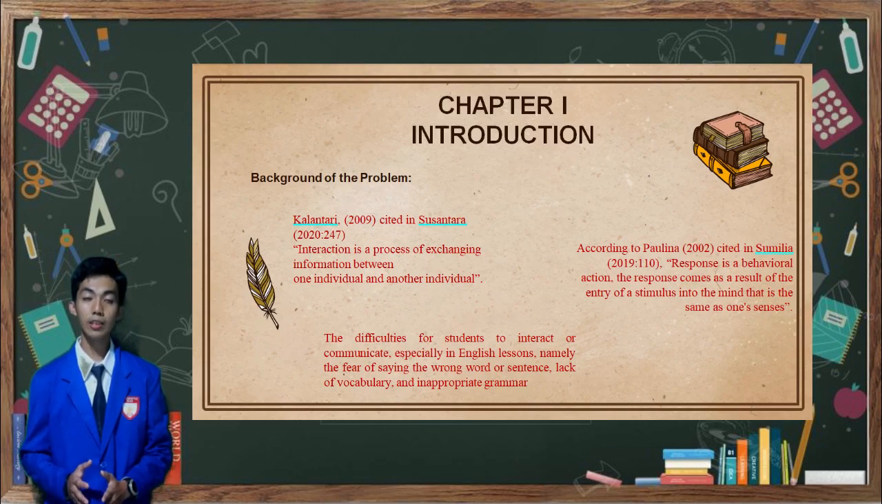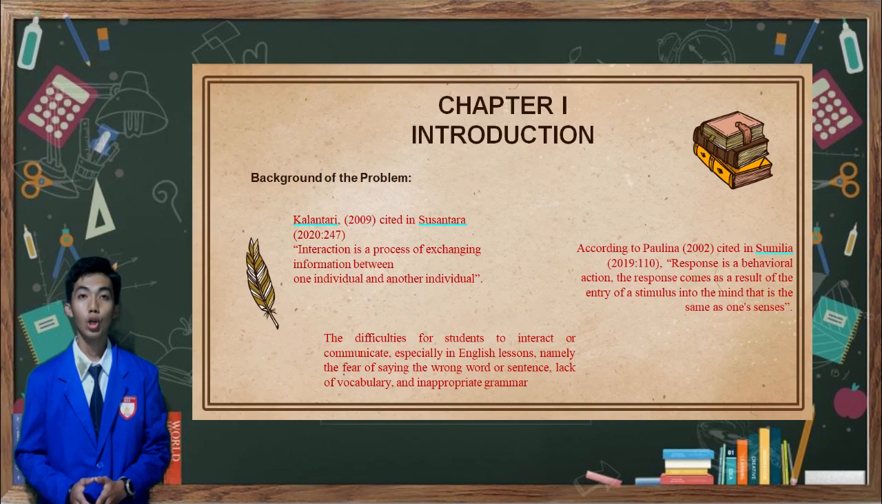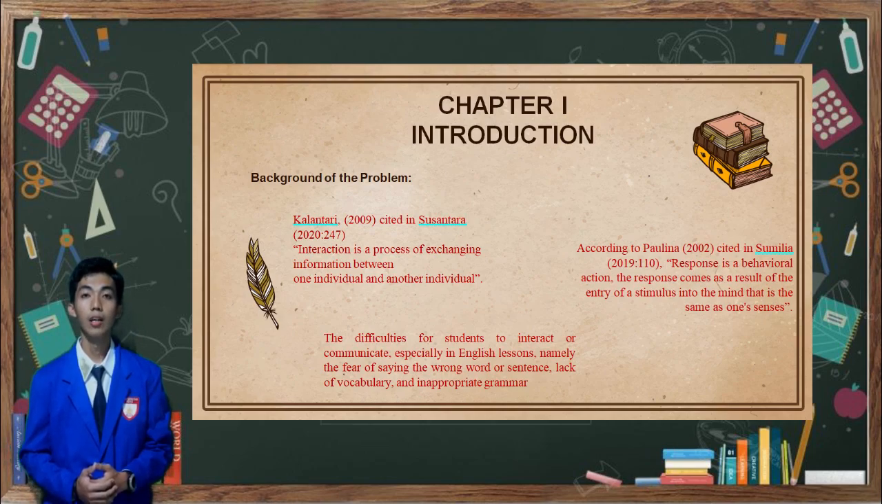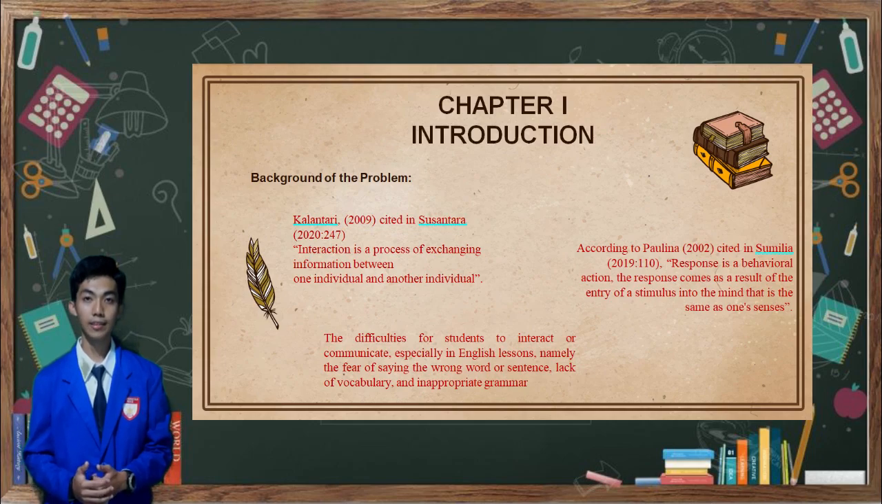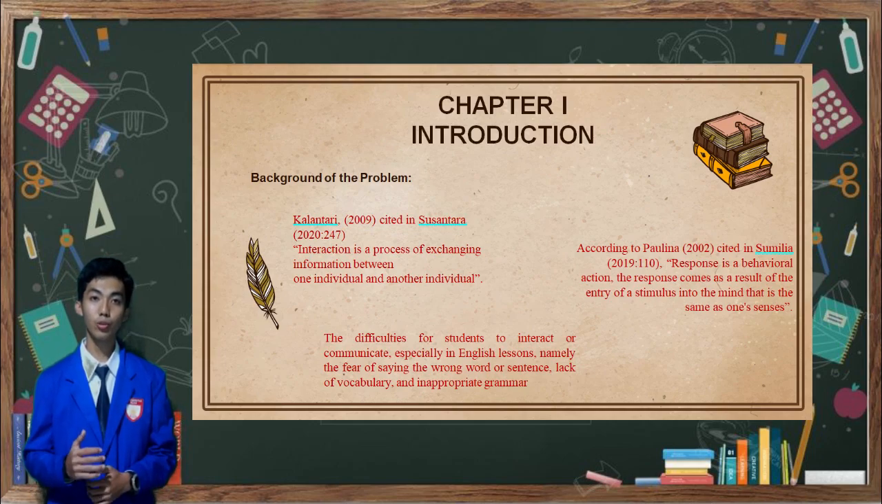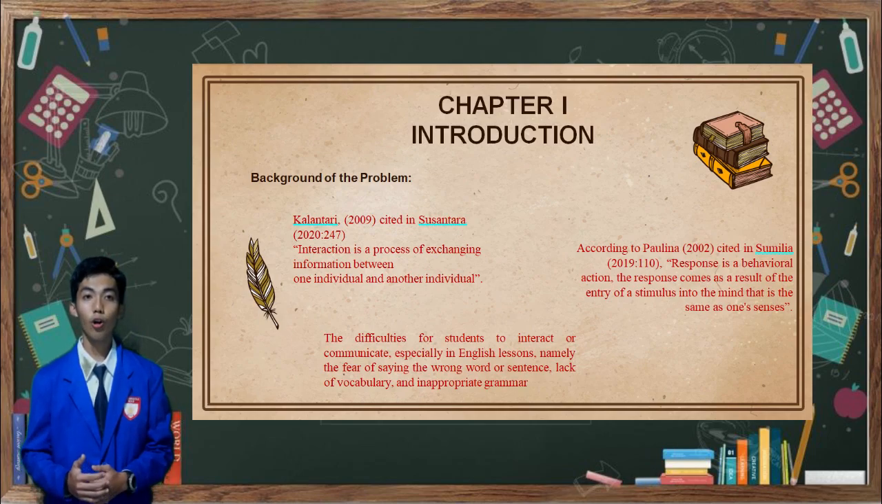Kalatri 2009, cited in Susantara 2022, says interaction is the process of exchanging information between one individual and another. According to Apolia, cited in Sumilia, response is behavior or action. The response comes as the result of a stimulus entering the mind through one's senses. So the difficulties for students to interact or communicate, especially in English lessons, are the fear of saying the wrong word or sentence, lack of vocabulary, and inappropriate grammar.